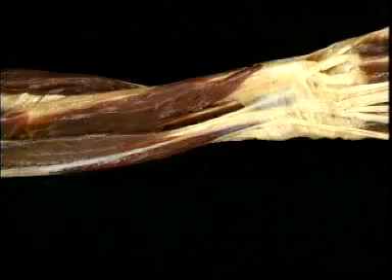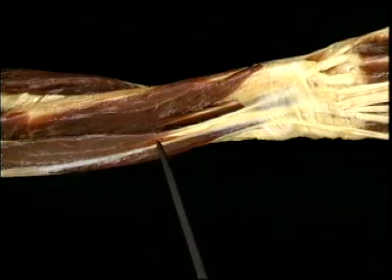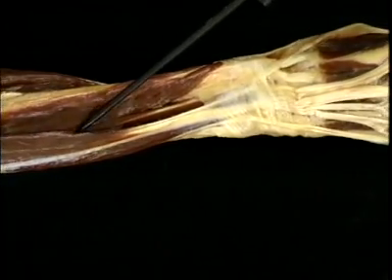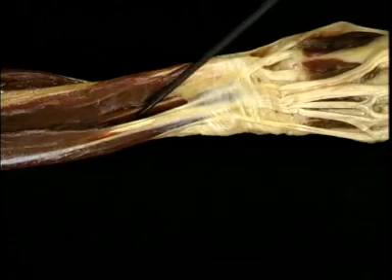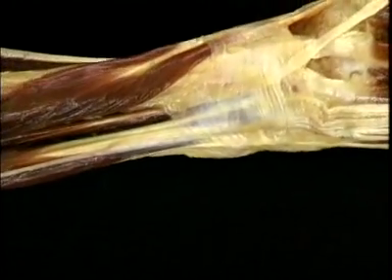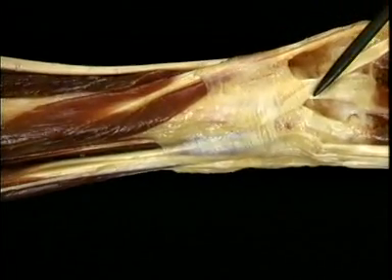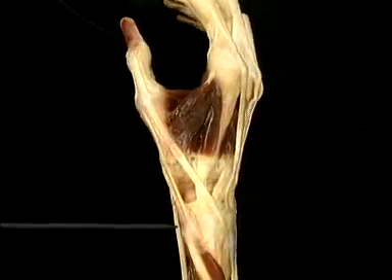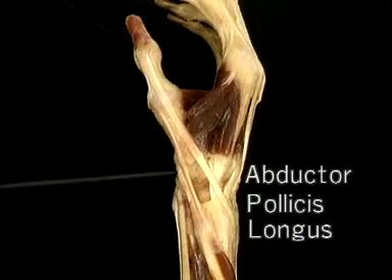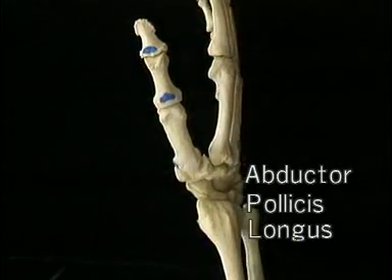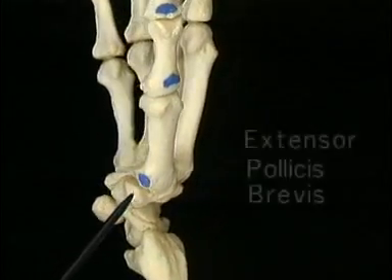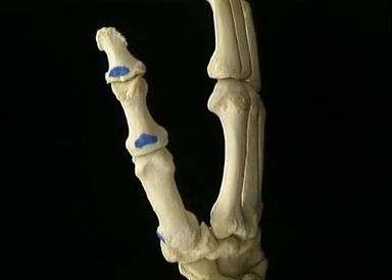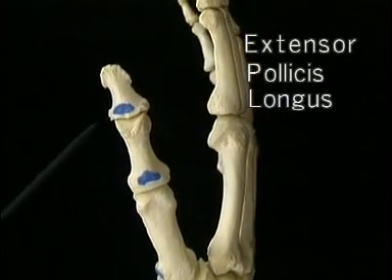Now we'll put extensor digitorum back in the picture. Here it is. The three thumb muscles emerge obliquely from beneath the extensor digitorum. Their tendons pass beneath the extensor retinaculum, extensor longus by itself, the other two together. The tendon of abductor pollicis longus inserts around here, on the base of the first metacarpal. Extensor pollicis brevis inserts on the base of the proximal phalanx, and extensor pollicis longus inserts on the base of the distal phalanx.